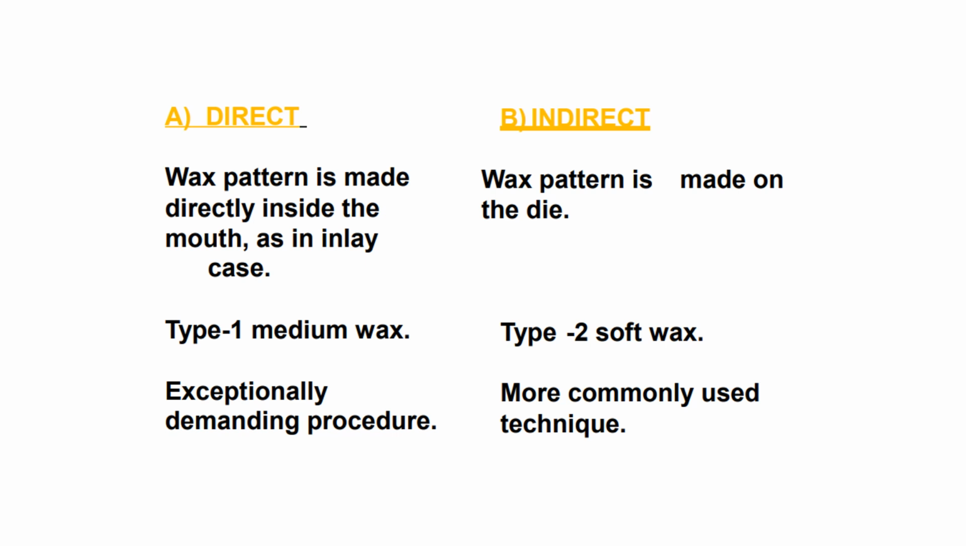In the direct method of wax pattern fabrication, the wax which is used is type 1 wax, which is a medium wax. Okay, and in indirect wax pattern fabrication, the wax which is used is type 2 inlay wax, which is also known as soft wax. So on the die, if you're making it, then you have to use type 2 wax, which is a soft wax. And this indirect method of wax pattern fabrication is the more commonly used technique.